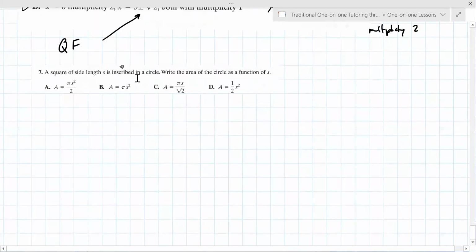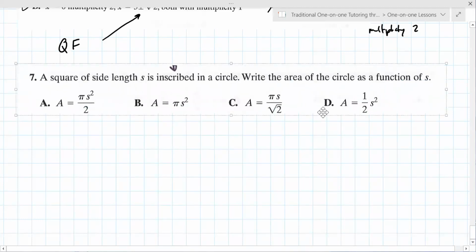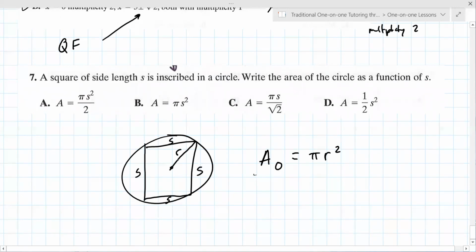A square of side length S is inscribed in a circle. So here's your favorite circle. There's a square, really bad square, but the square has side length S. Write the area of the circle as a function of S. You know the area of a circle is pi r squared, but we don't have any r's, we have s's. So we need to figure out how to relate r and s.